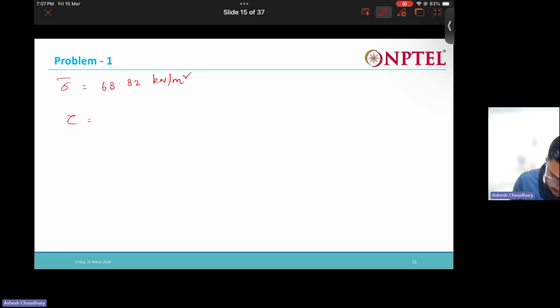What is shear stress? C plus sigma dash tan phi, but C is 0 as it is sand. So it will be 68.82 kN per meter square. Now what is the second stage?